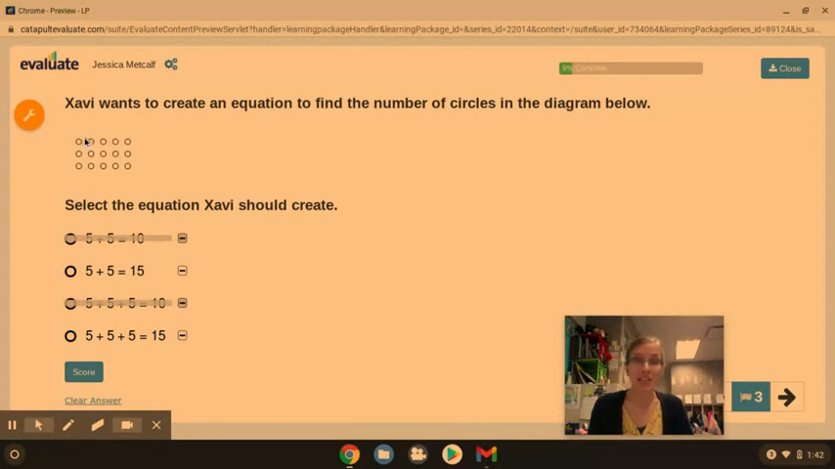Now, when I did this, this is 5, 5, 5. We added 5 3 times. This one right here says 5 plus 5. And we know that's not right because we did not add 5 3 times. And we know 5 plus 5 does not equal 15. It equals 10. So that one's not right either. We're going to click on the last one for the answer.